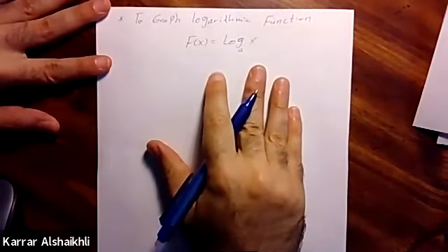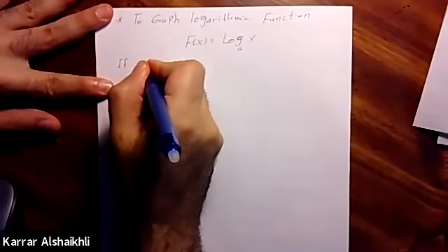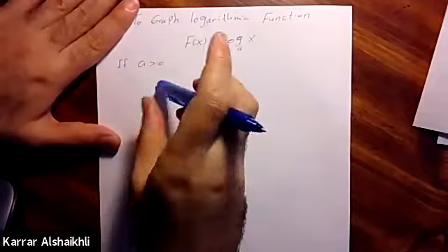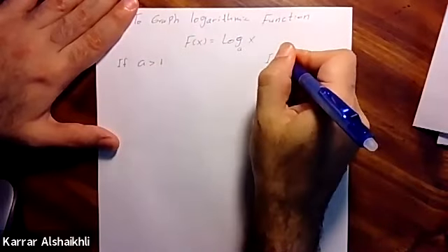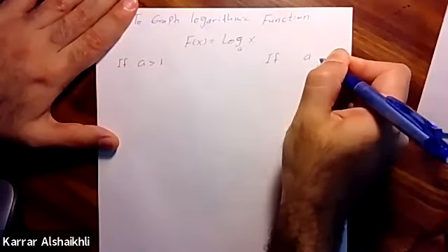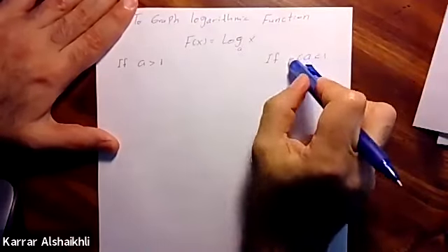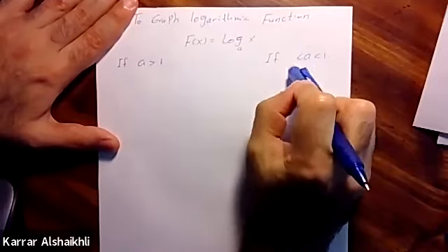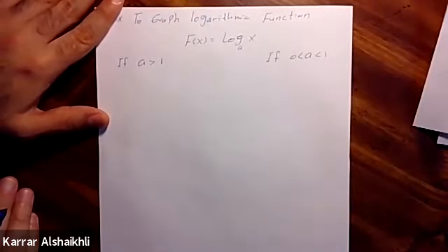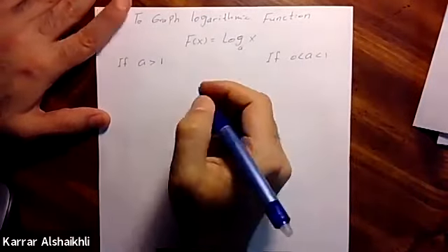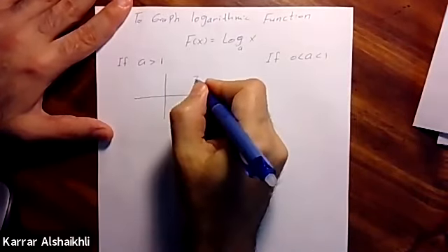Now again, we have two options to graph. If a is greater than 1, and if the base a is between 0 and 1, that means a decimal number. So here are the two options for how the graph looks. If a is greater than 1, the graph is always like this. It's going to be like this, always.